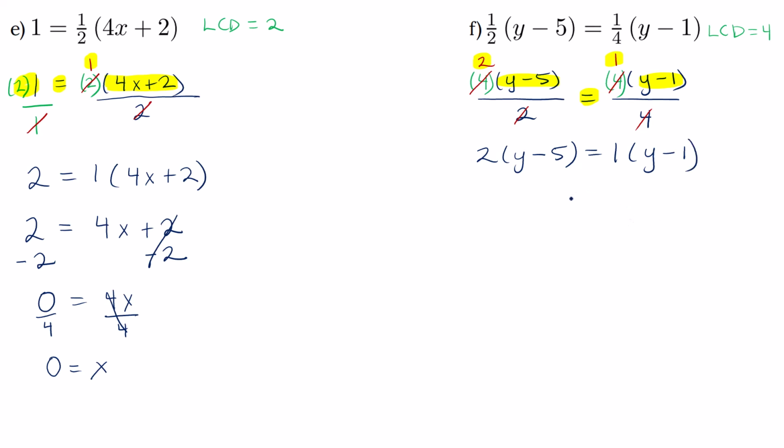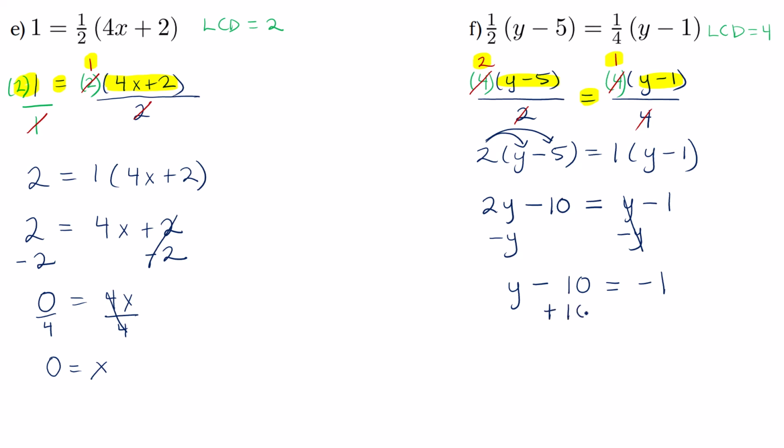And anytime we have brackets in the equation that we want to solve, let's go ahead and distribute. So 2 times y is 2y. 2 times negative 5 is negative 10 equals y minus 1. Then let's go ahead and put our y terms together. So take away y. 2y minus 1y is just y. Take away 10 equals minus 1. Move our constant terms to the right side. So add that 10. This will cancel out. And we're left with y is equal to positive 9.